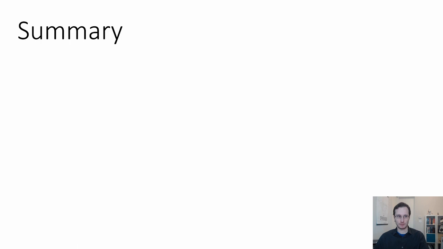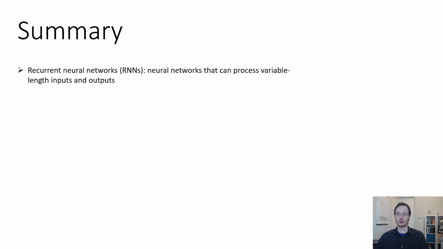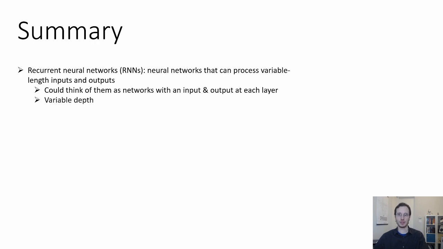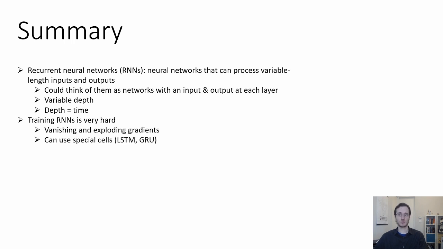All right, so to briefly summarize the main points. Recurrent neural networks are neural networks that can process variable length inputs and outputs. You could think of them as networks with an input and output at each layer. You can think of them as basically variable depth networks, or equivalently, as networks that have a notion of time. Training RNNs is very hard. You have vanishing and exploding gradients, but you can use special types of RNN designs like LSTMs and GRUs to address these issues to some extent. Generally, though, you still need to spend a lot of time tuning hyperparameters and getting things right for them to train well.